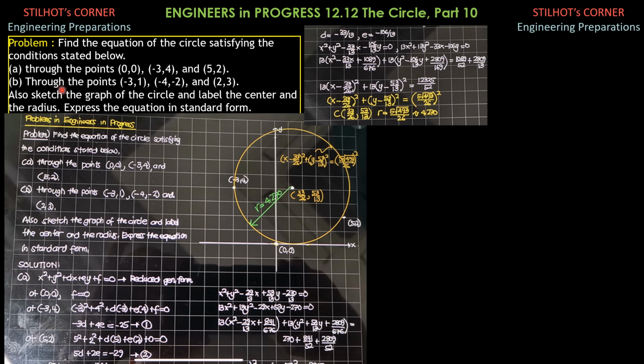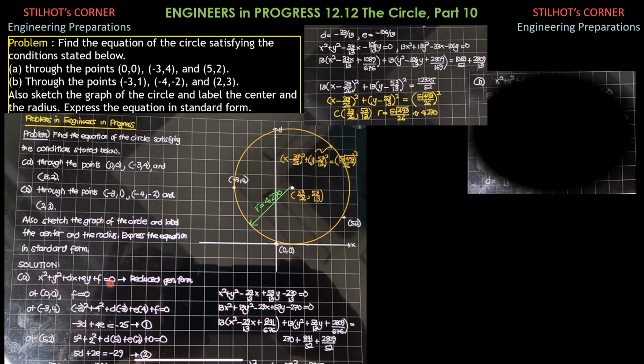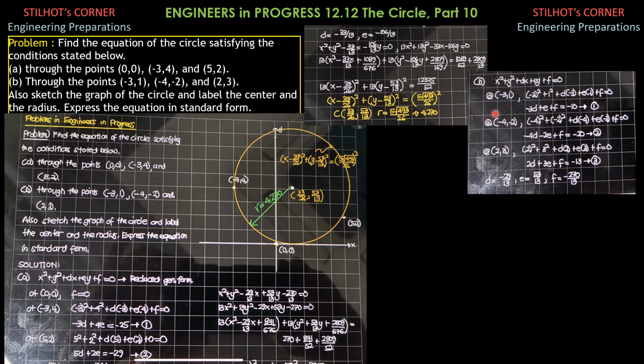We then proceed to B through the points negative 3, comma 1, negative 4, comma negative 2, and 2, comma 3. So we begin with this reduced standard form. So we substitute first at the first point on the circle, negative 3, comma 1. So we have negative 3 quantity squared plus 1 squared plus d times negative 3 plus e times 1 plus f equals 0. And simplifying, we have negative 3d plus e plus f equals negative 10. Call that equation 1.